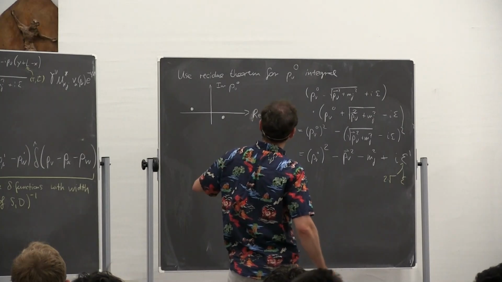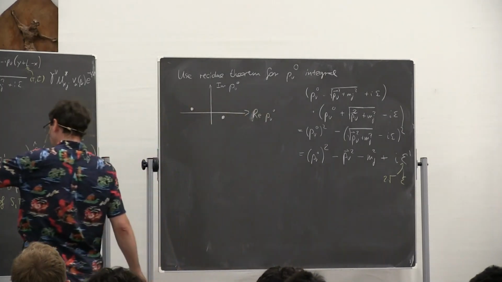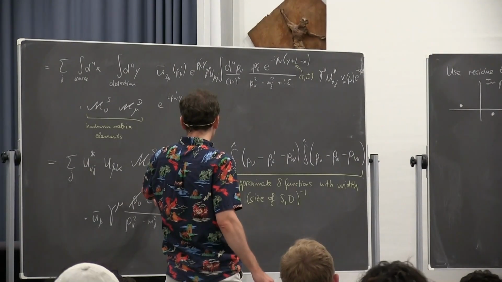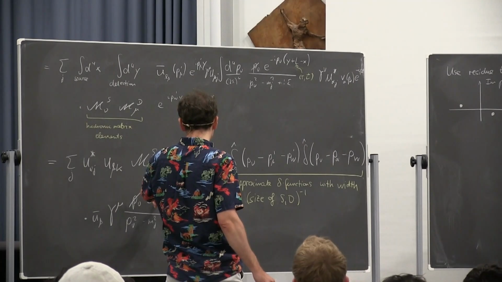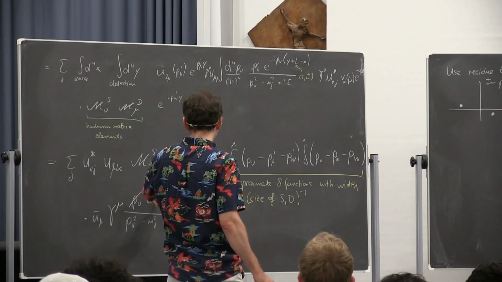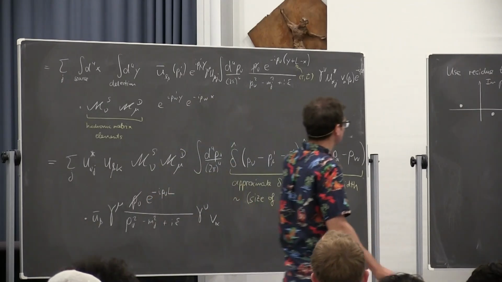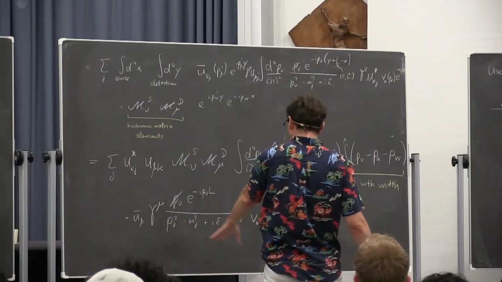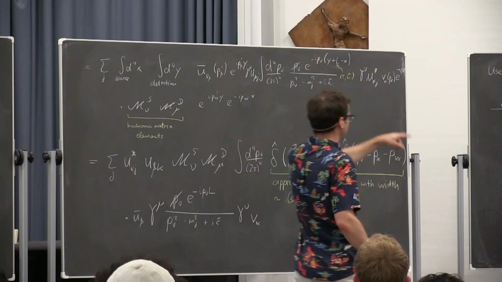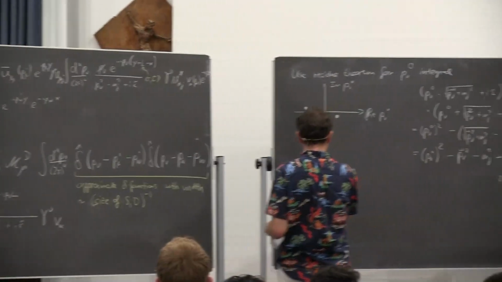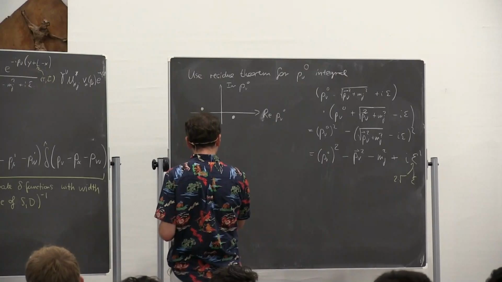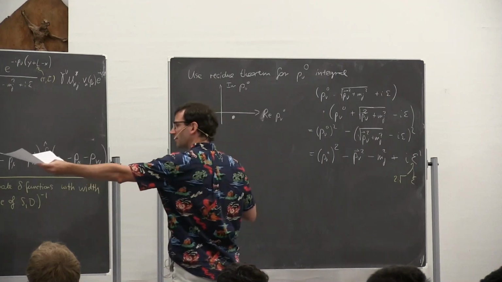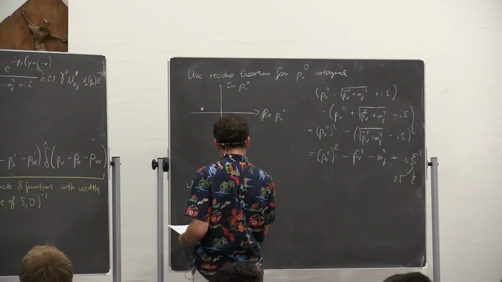Okay. But so what I'm going to do, given this factor here, I see that I need to close my contour in the lower half plane, which means I'm going to pick up this pole here, and that means I can replace the integral by 2πi times the residue at this pole. So this means that my amplitude is proportional to, well, the first line, the first pieces here are simply copied.